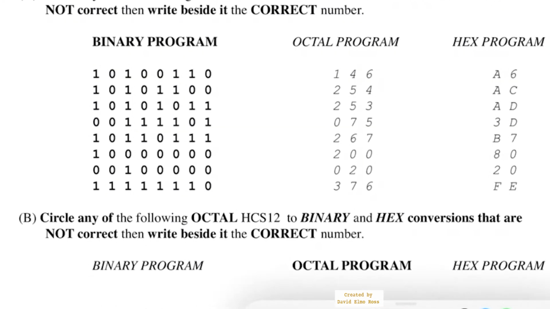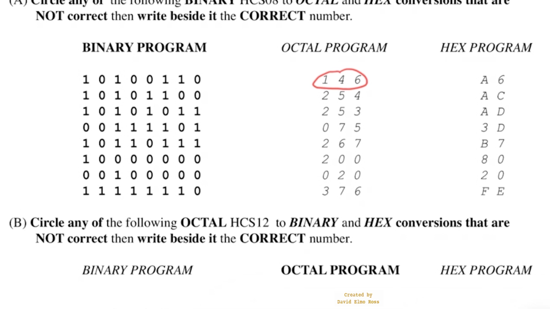This is one of the gimmies I gave you the other day. This one is definitely one of the things that you should see circled. So you're going to have to go through and say, okay, are all these conversions that are not bold correct for octal and hex? And just basically circle those.